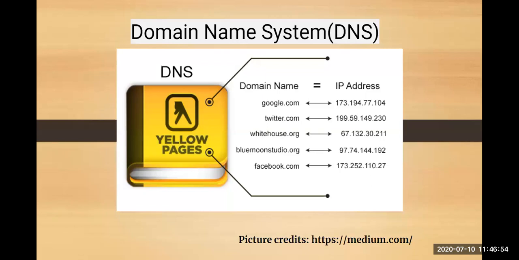So .com refers to a commercial website. Similarly, when I have .edu, they are referred to as educational websites. When I talk about .gov, they refer to government websites. So these are the domains. According to the domains, the IP address is assigned.